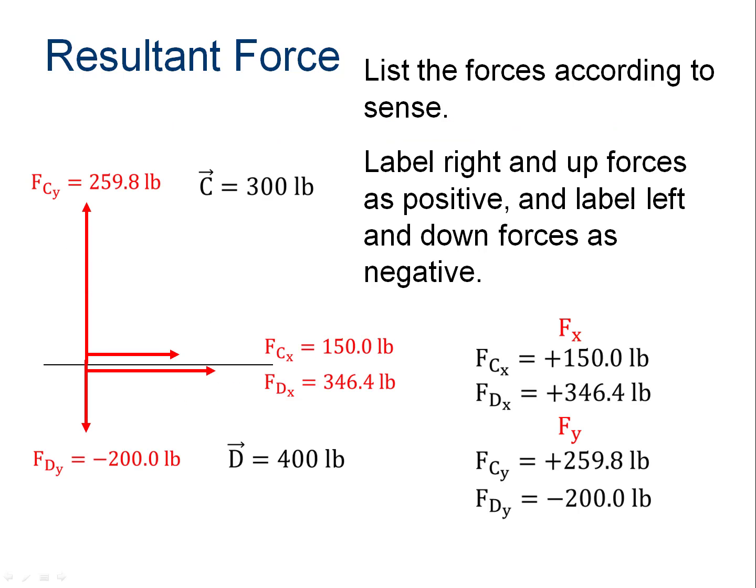Now I can take and replace those two vectors with my components that I just found. So Fc sub y, 259.8 pounds, Fc sub x, 150 pounds, Fd sub x, 346 pounds, Fd sub y minus 200 pounds. Those are the components. And I can now add these components to find my resultant.